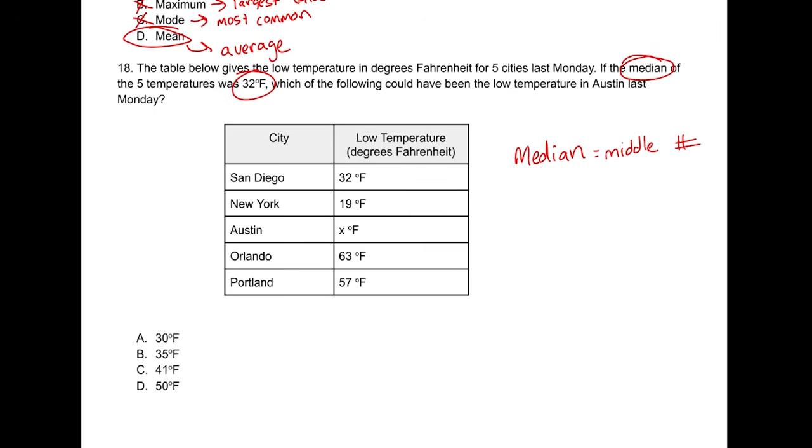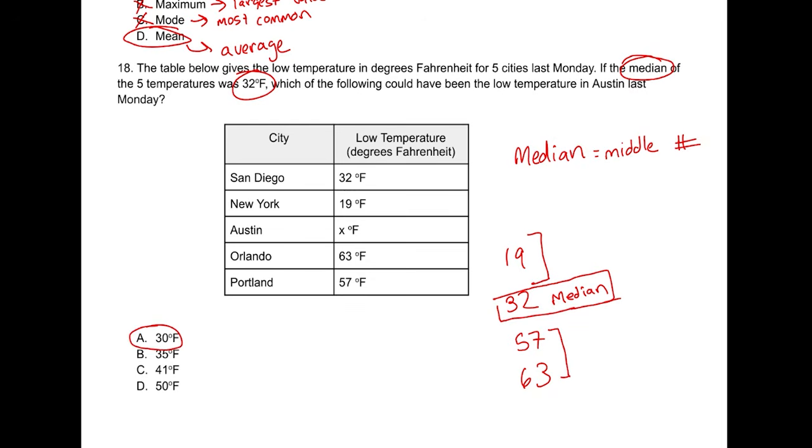So if I put these numbers in order, 19, 32, X, we don't know where that goes yet, 63, and 57. I didn't put them in order. Let's rewrite that. 57 and then 63. Now they're in order. It's saying that the median is 32. So this is the median, meaning that needs to be the middle number of the list. So if that's the middle number of the list, notice we have two that are bigger. What we need are two that are smaller. So the only answer choice here that's smaller than 32 is going to be 30. And so our answer is choice A here.